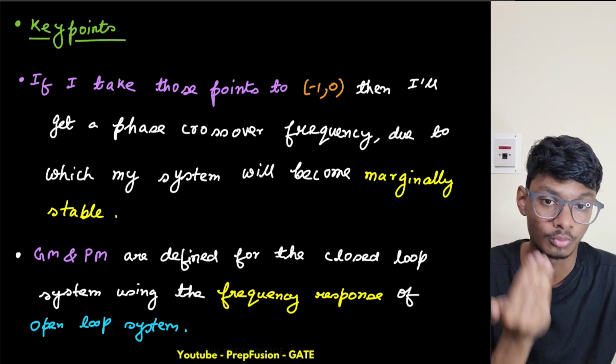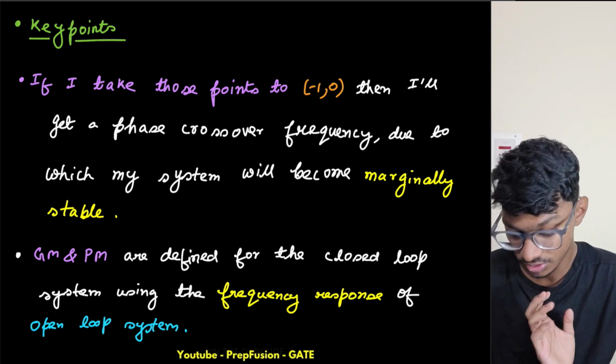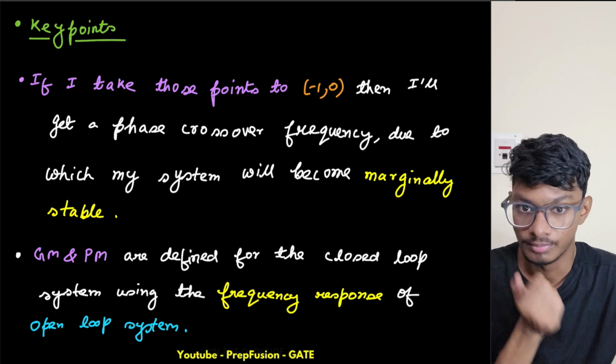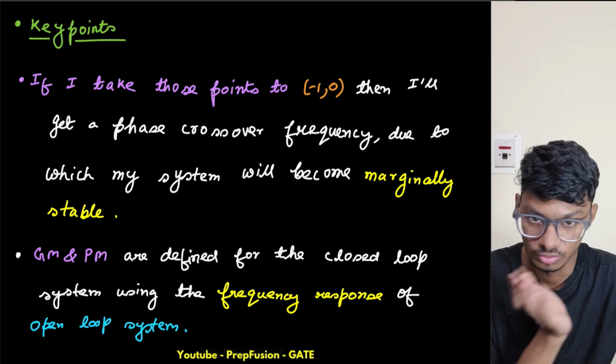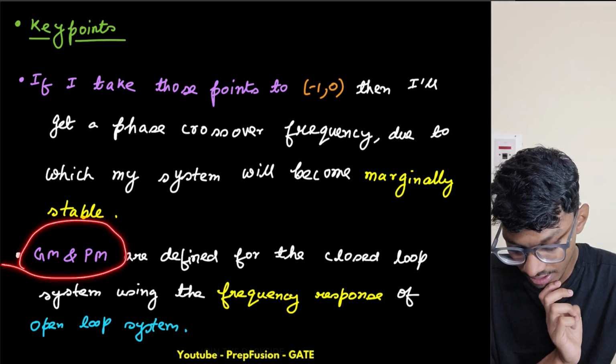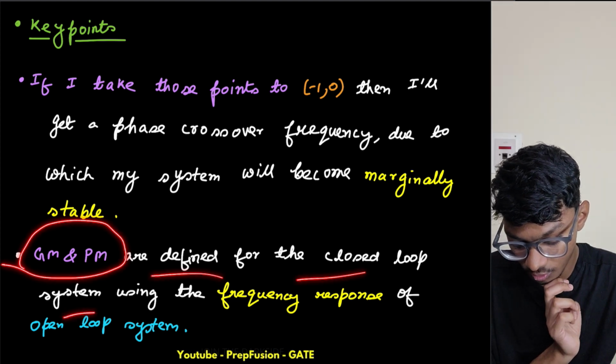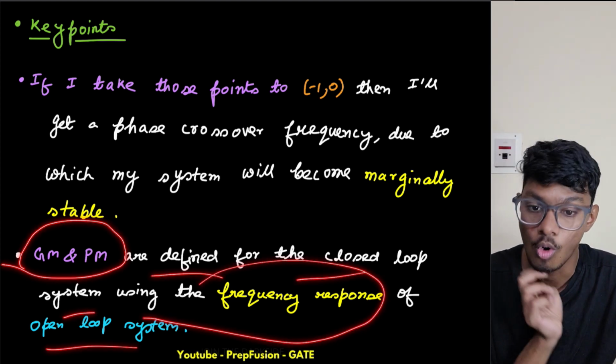I'm not going exactly back to there, but I hope you're getting the point, and I hope you're revising also. So my system will become marginally stable, and after that the system will become unstable due to some variation. And GM and PM are designed for the closed loop system using the frequency response of the open loop system.